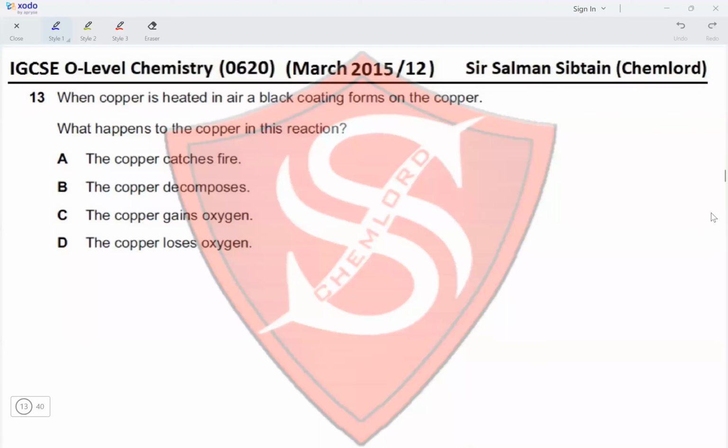Question 13. When copper is heated in air, a black coating forms on copper. So that coating is copper oxide. What happens to the copper in this reaction? The copper catches fire? No. The copper decomposes? Copper metal? No. The copper gains oxygen? Yes. It is going from copper metal to copper oxide. The copper loses oxygen? No. So this makes option C the correct option for this question.